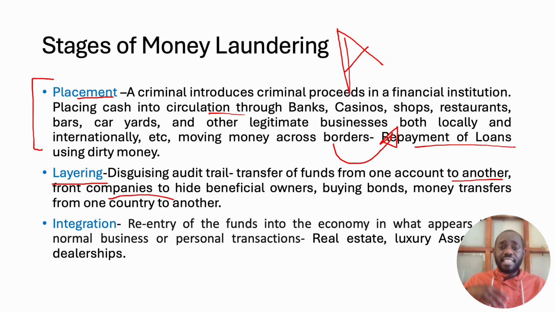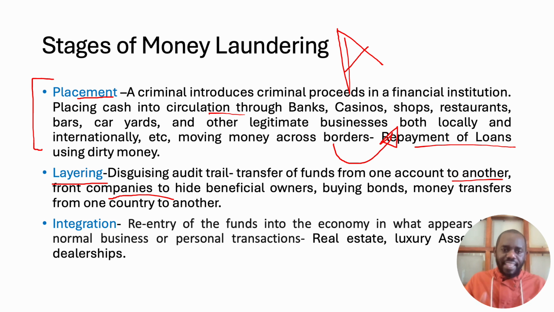They can end up investing dirty money into buying bonds. They can do money transfers. They can even use the cash they have in their houses to go to their forex bureau and do a lot of exchanges. That is what is called layering. Someone is trying to disguise the audit trail of the source of their illegally obtained money.